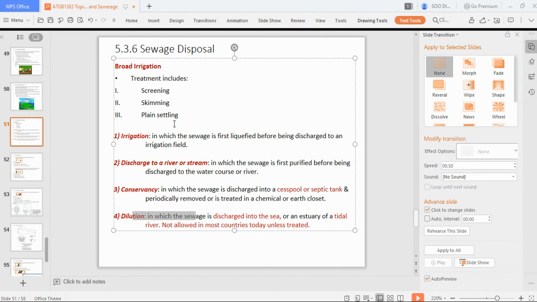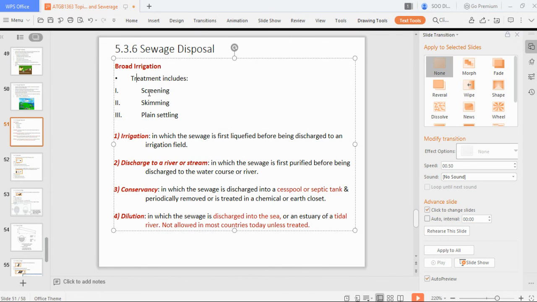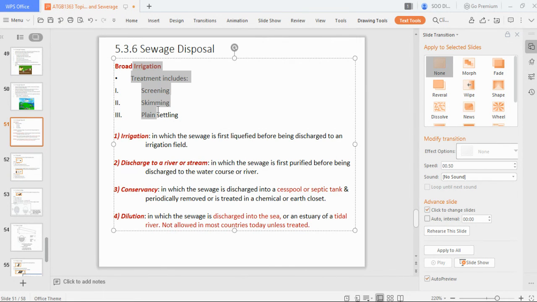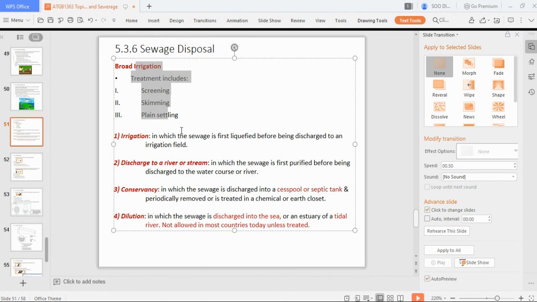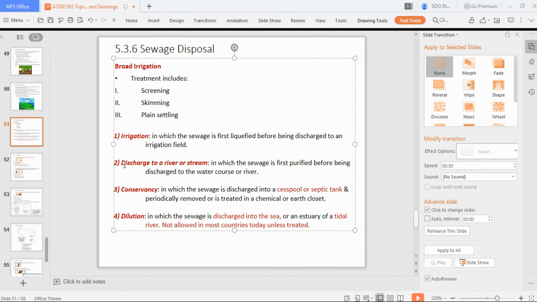A lot of these methods are not allowed. So there are different ways of sewage disposal. Usually you will not want to dump your raw sewage into broad irrigation, which means this is for farming. Usually you do not want that. Usually you want to treat the sewage and get the byproduct of the cake to use as fertilizer. So you do not want to just dump the sewage into a field or into the sea. This is all a health hazard, and also endangers the environment. So usually you only have part two, which is the sewage first being purified and discharged into water or river.